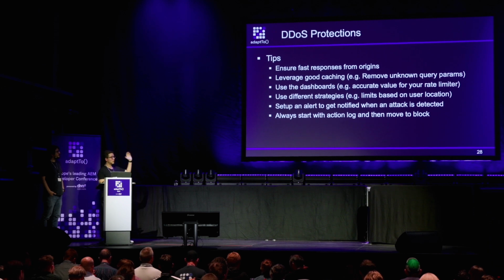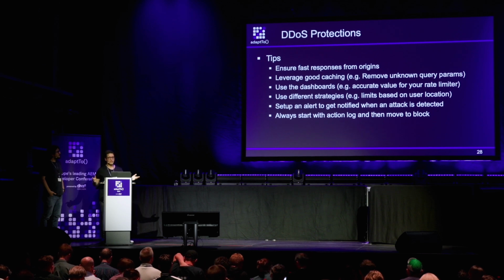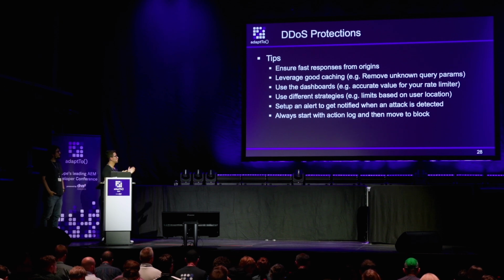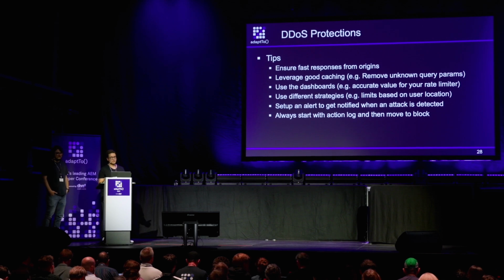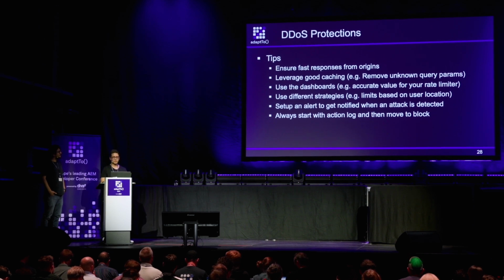Next, don't forget to set up alerting, because it's the only way you will be able to tell your environment is under attack. You won't sit in front of your laptop the whole day looking at CDN logs. And finally, try to always start with action log before you move to block, because if you deploy a broken rule to your production environment, it can have some really bad effects, and you might block every customer's add-on. So be careful with that.